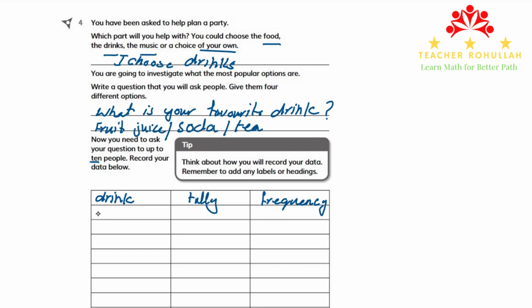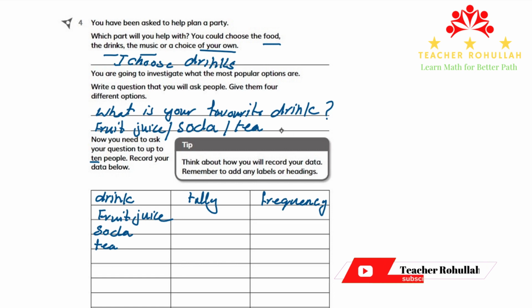So the first one is fruit juice. The second one is soda. And the third one is tea. We were asked to give 4 options. Then I will write milk. The fourth one is milk.